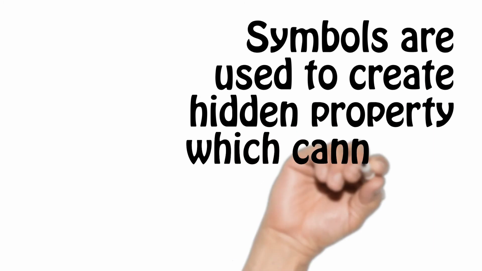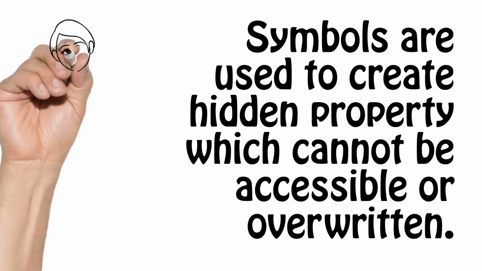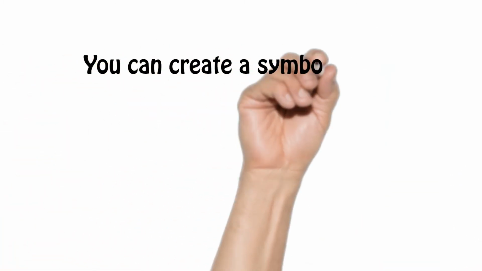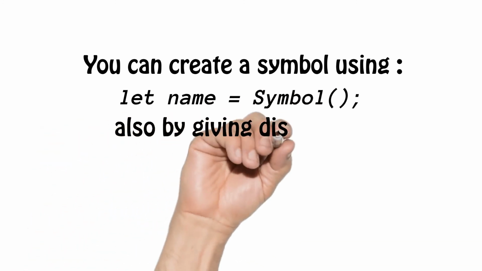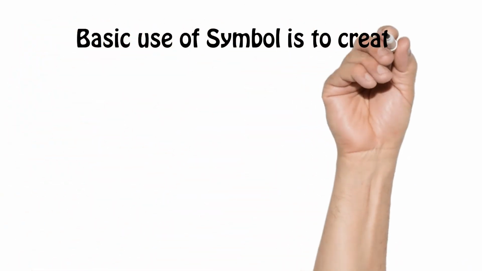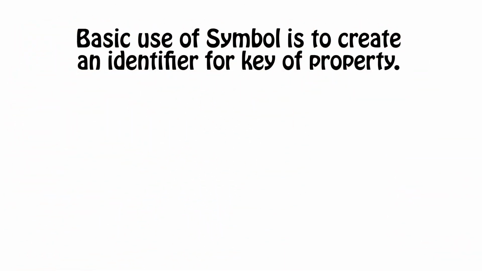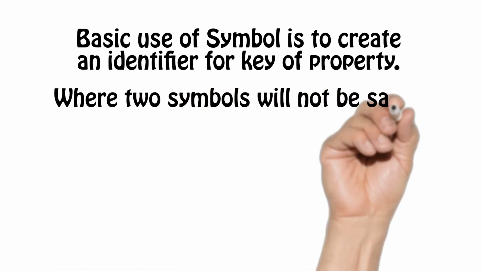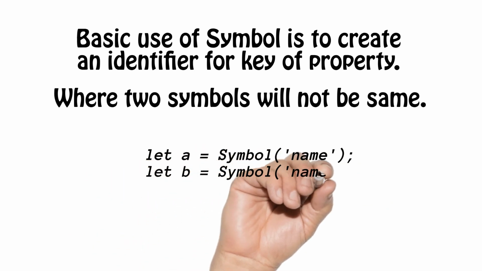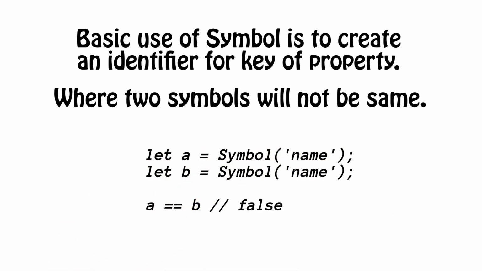Symbols. Symbols are used to create a unique identifier like a hidden property which cannot be accessed or overwritten. A symbol can be created by use of the Symbol function. You can also give a description, as symbols are used to create a unique identifier for a key of a property where two symbols cannot be the same. It will always differ.